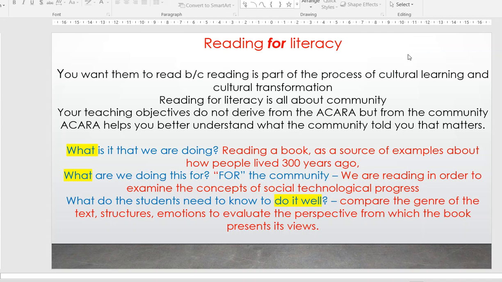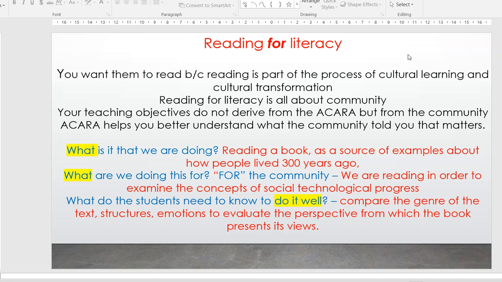And literal means, well, I've got to teach them words because it says we need to teach them vocabulary. No, you don't have to teach them vocabulary. What you need to ensure is that they know words. But how you will go about making sure that they can read words and understand words, that's your story. That's called pedagogy, right?